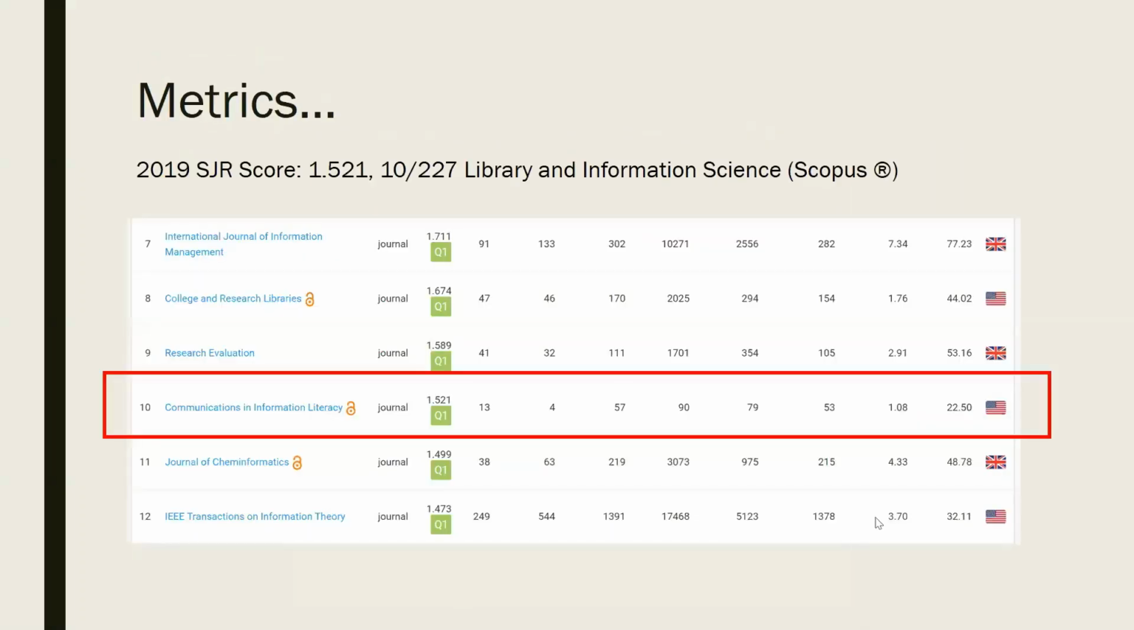And though we certainly recognize the limitations of all impact metrics, we do like to tout our current SJR ranking, which places CIL at number 10 among 227 ranked journals in the library field. That's actually down from number 6 the previous year. And I'd like to take this opportunity to publicly blame my colleagues Karen and Stu for that precipitous fall.